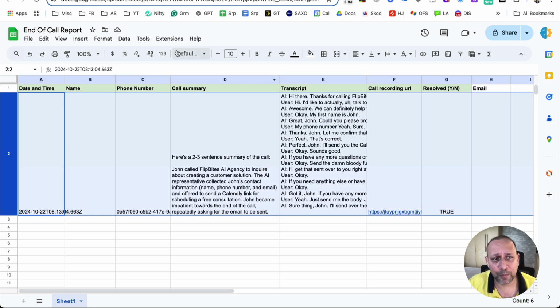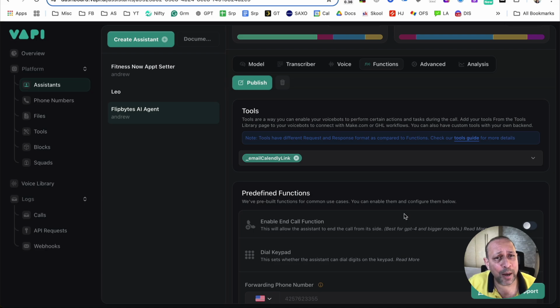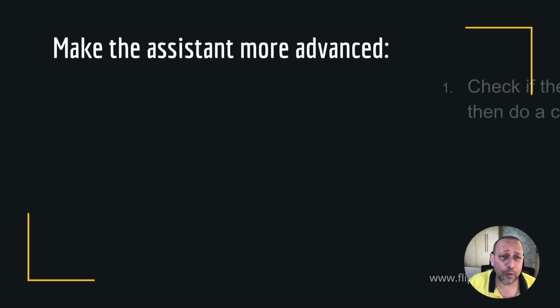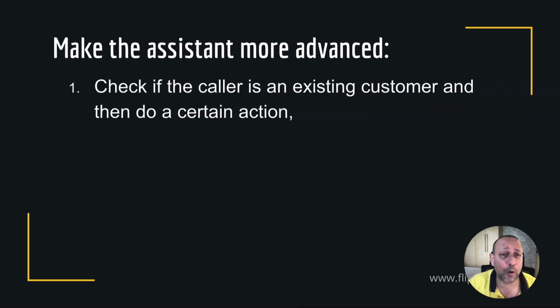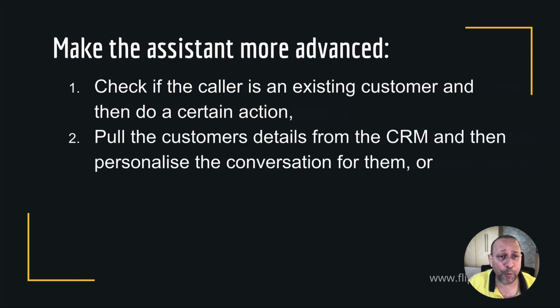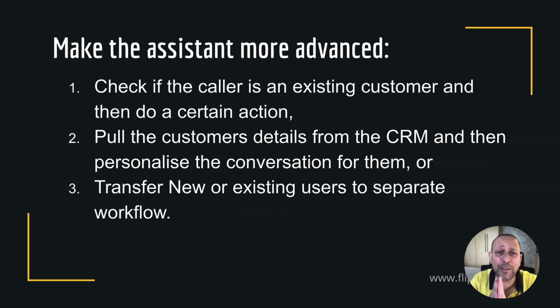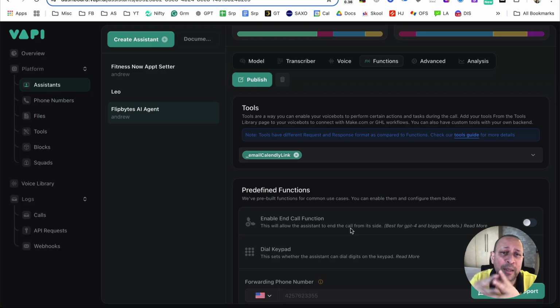into the Google Sheet. So, if you want to make the assistant more advanced, you could also do things like: first, check if the caller is an existing customer and then do a certain action. Second, you can pull the customer's data from a CRM and then personalize the whole conversation according to them. Or third, you could have separate workflows for new or existing users. So the possibilities are endless and can be tailored to your business needs.